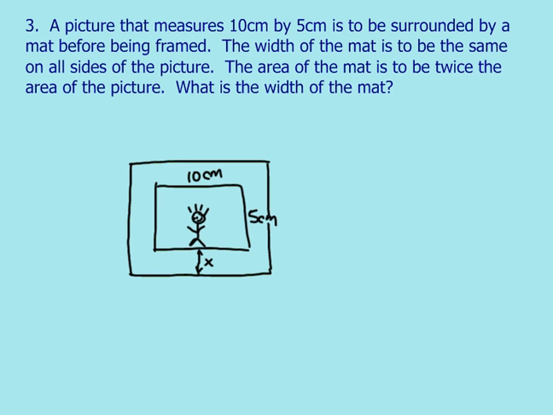So we'll say x from here all the way to here. We'll say x as well, and it's the same everywhere. x and x. So the exact same width all the way around.